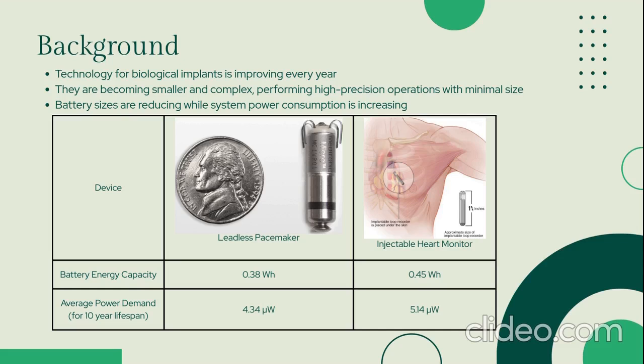Also, at the same time, the operations required to install these implants are invasive and require complicated operations. So, we want the lifetime of the implants to be as high as possible to reduce the frequency of battery replacement surgeries. We take the examples of leadless pacemaker and injectable heart monitor, which typically have battery capacity in the range of 0.38 watt hour and 0.45 watt hour respectively. Considering a battery lifespan of about 10 years, the average power consumption has to be 4.34 microwatt and 5.14 microwatt respectively.